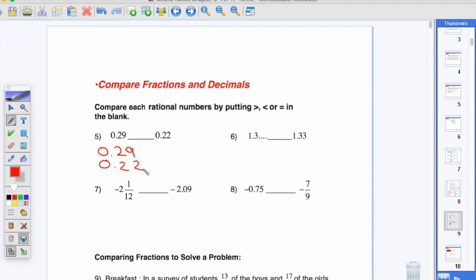Since they're both on the positive side, the number closest to 0 is the smaller one. So that makes 9 bigger than 2. So 29 hundredths is greater than 22 hundredths.